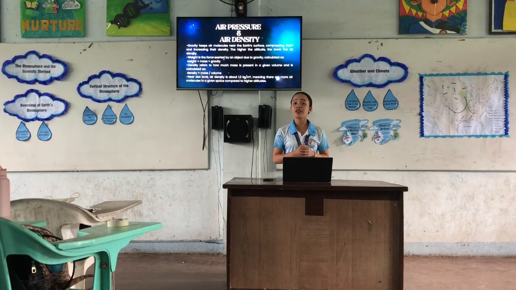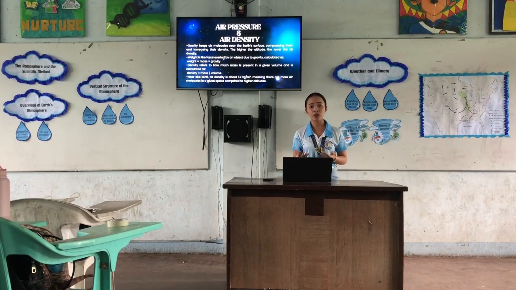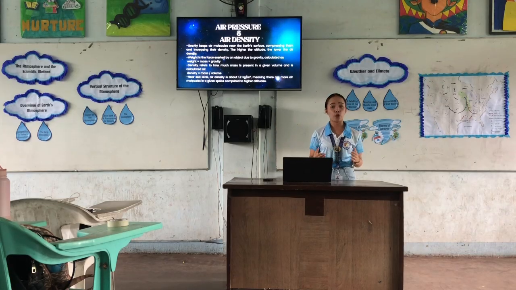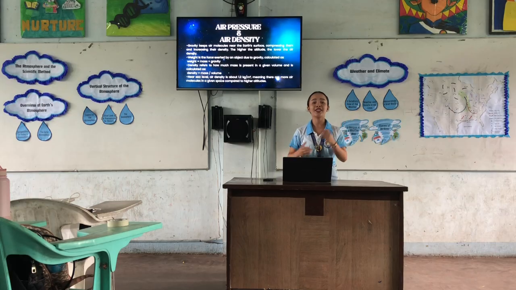Air pressure and air density play a crucial role in how the atmosphere behaves. Gravity keeps air molecules close to the Earth's surface, making the air denser at lower altitudes. This means that as we go higher, air density decreases.